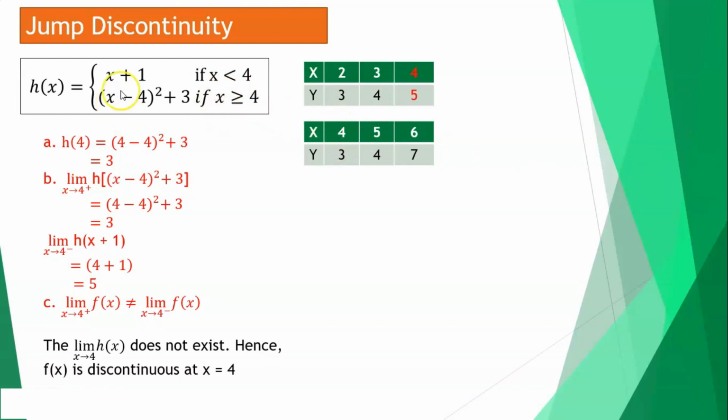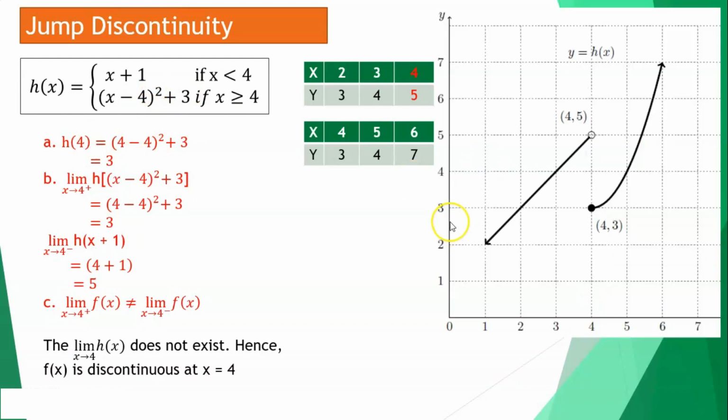If it's 4, so 4 minus 4, that's 0 plus 3, that would be 3. If our x is 5, so 5 minus 4, that would be 1. 1 squared plus 3, that would be 4. If our x is 6, so 6 minus 4, that would be 2 squared, that would be 4 plus 3, will have 7. Graphing this will be our graph.